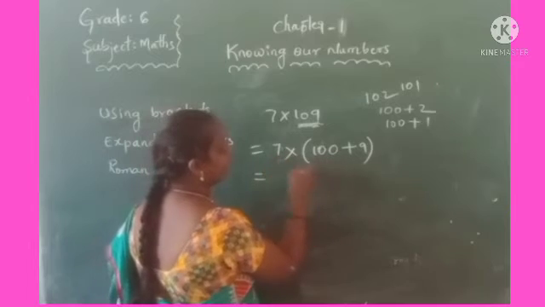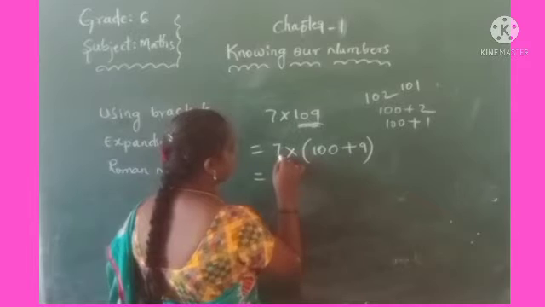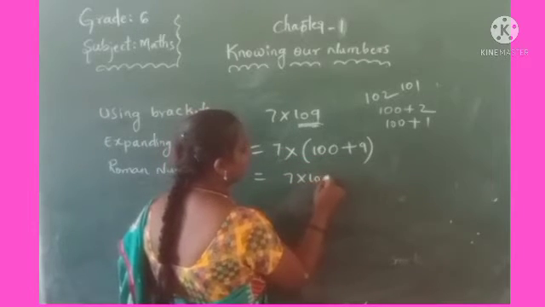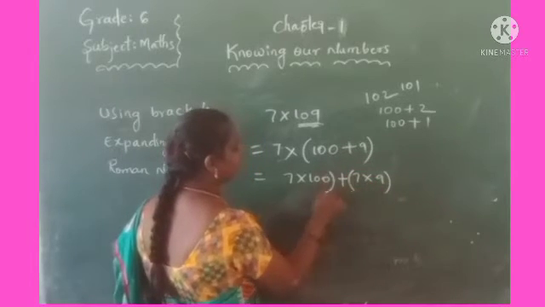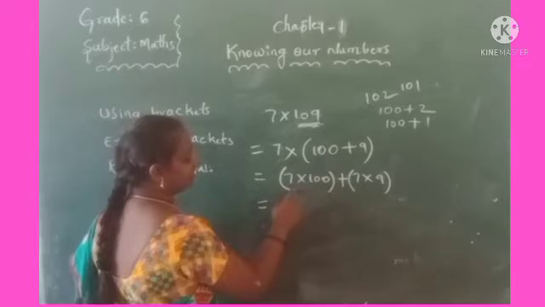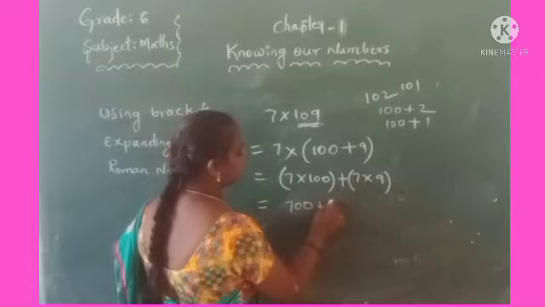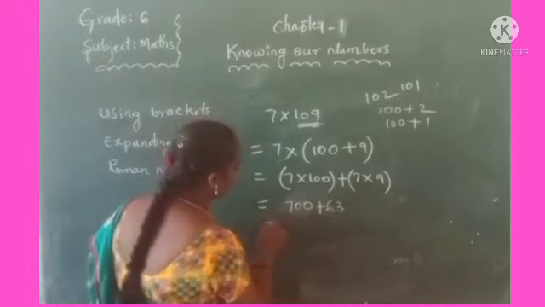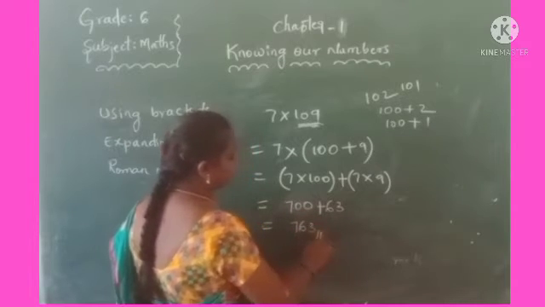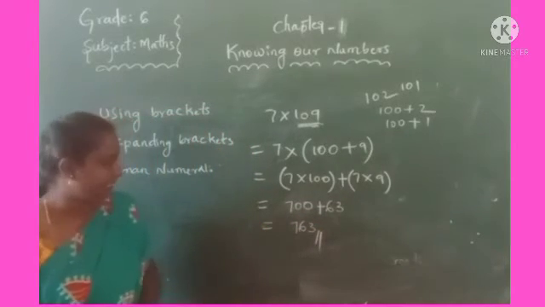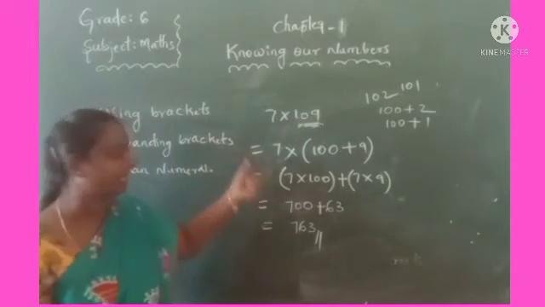So that's why we can multiply by 7 inside the values. So that is 7 into 100 plus 7 into 9. See, 7 into 100 is 700, and 7 into 9 is 63. Now do the addition, 700 plus 63 is equal to 763. We can expand the values like this also. This is the expanding of the brackets.